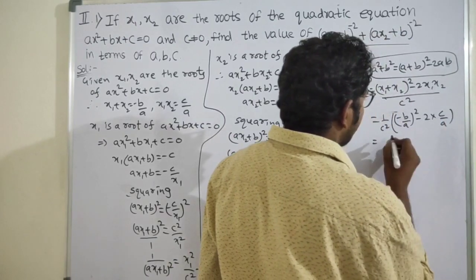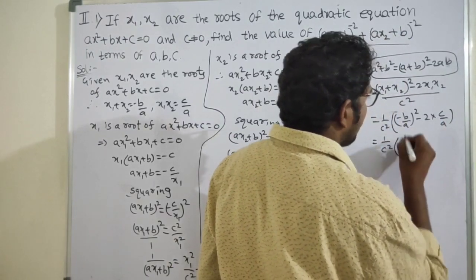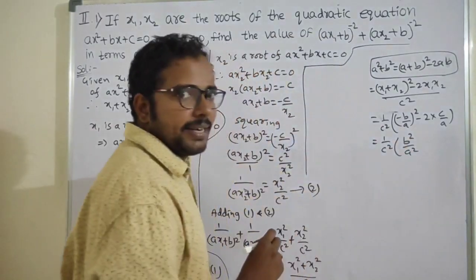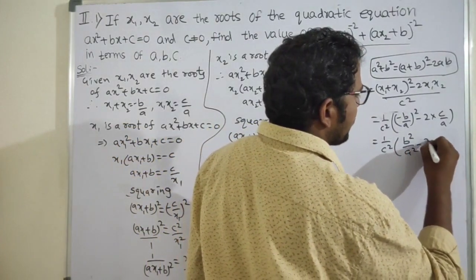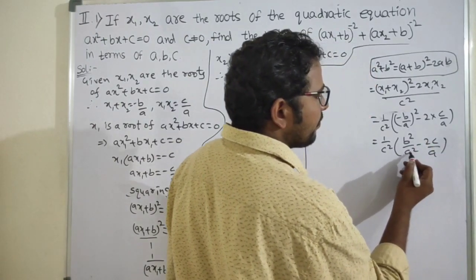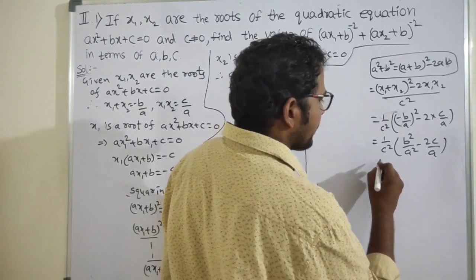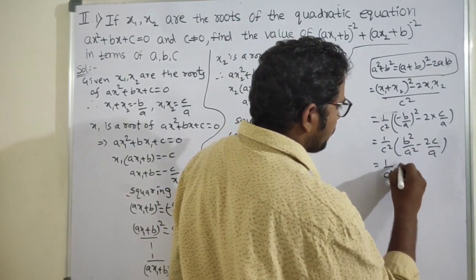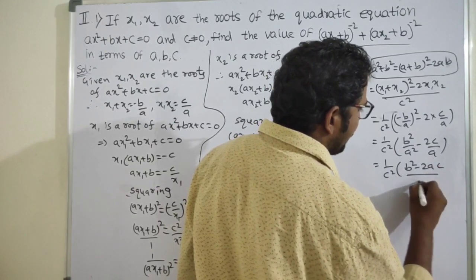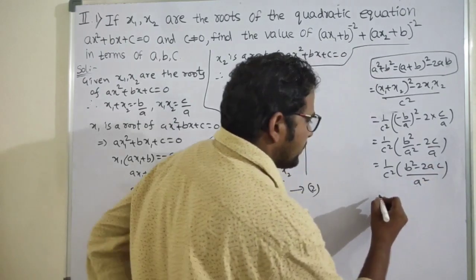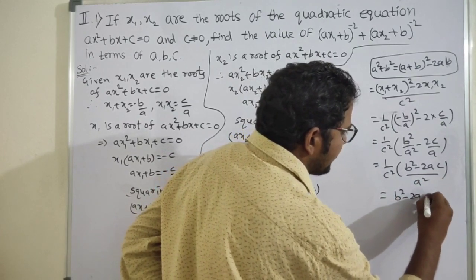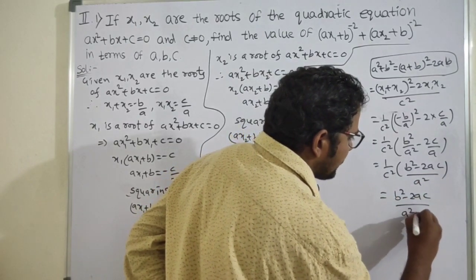So we can write this as 1 by c square into b square by a square minus 2c by a. Here the LCM is a square, so multiply the 2c with a, giving 1 by c square into b square minus 2ac by a square. So this is the required answer, b square minus 2ac by a square c square.